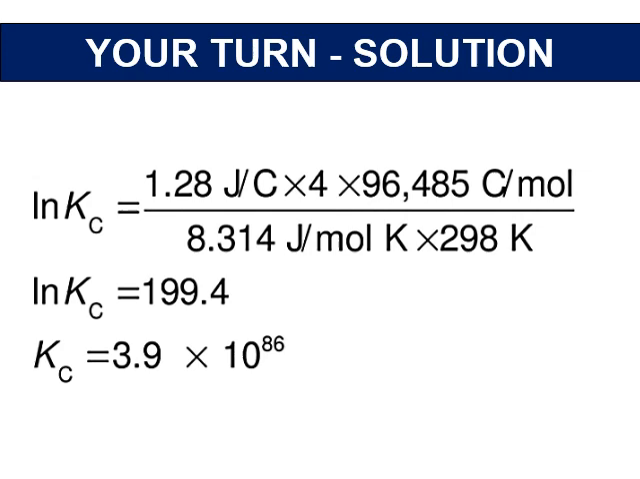For the solution, ln Kc is equal to nE over RT, with F. What is the formula? E is 1.28, n is 4, F is that, over RT. Put in the R and T values, and you get ln K equal to 199.4. Kc is the antilog, so you get 3.9 times 10 to the power of 86. So the Kc value is too big, but it's okay, it's normal.